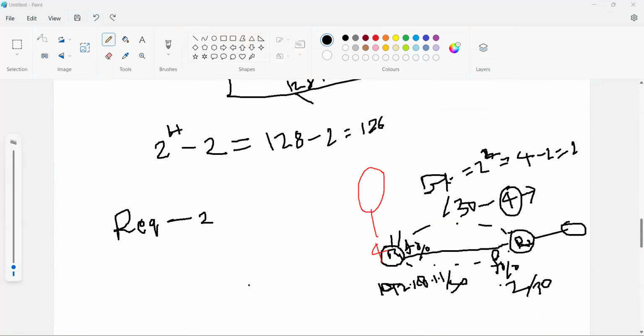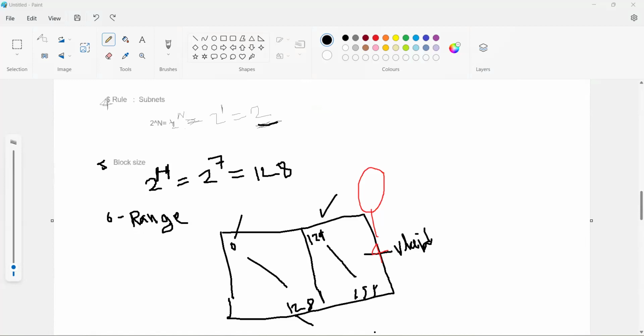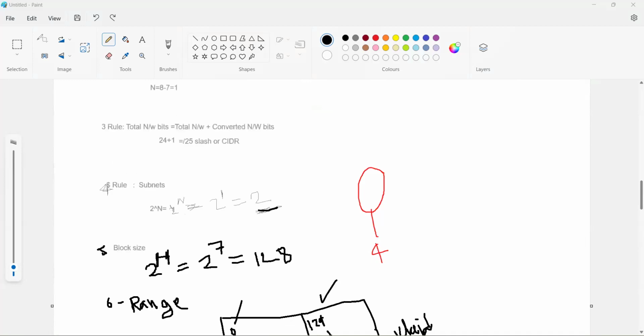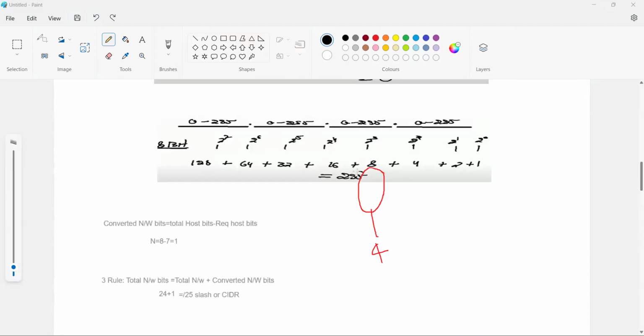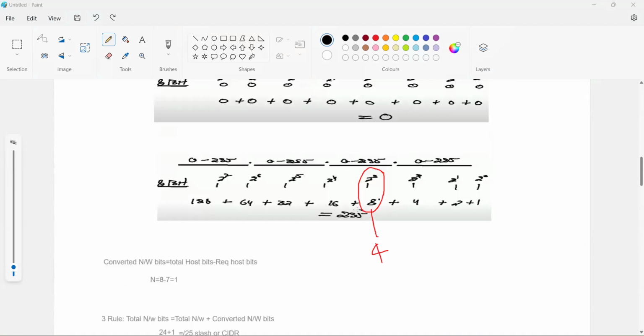If we need to assign 128 networks, we can't use 128. We need to use 256, and there is a lot of wastage of IP. 256 IP address is not there, because 255. If you want to use 128 networks, we can't take 2 power 7. We need to go for 2 power 8.